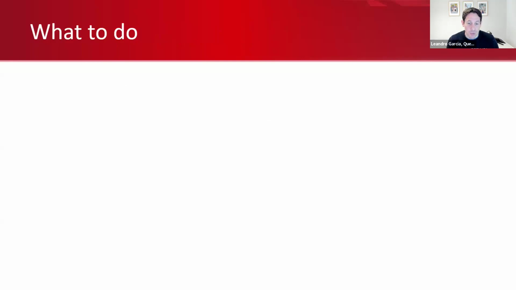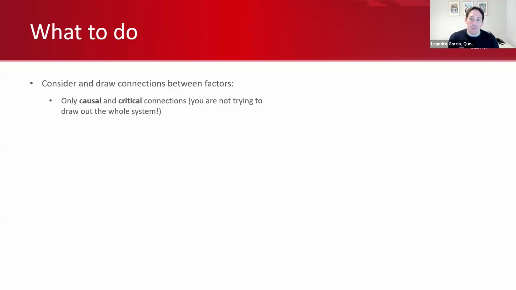So what we need to do to elicit the structure: the elicitation of a structure is basically a process where we draw a connection between factors. Here there are a few tips or considerations when drawing this connection. First of all, we only need to draw causal and critical connections. Again, you're not trying to draw out the whole map. And it's a causal loop diagram, so only causal connections. We need to assign polarity to each connection. I will explain how we do it in the next slide.